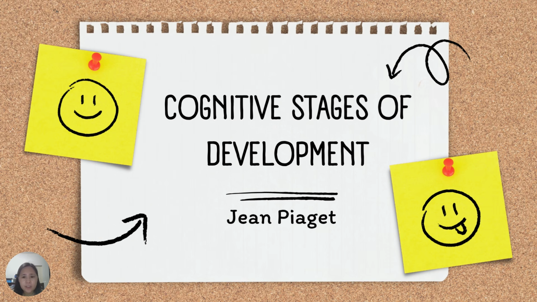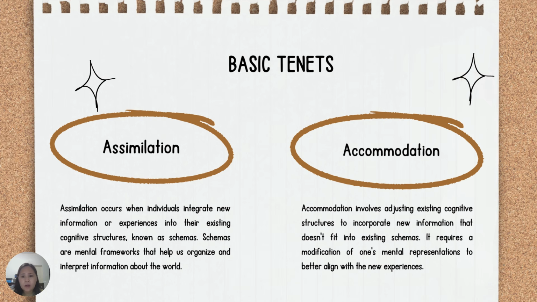So, as future educators, understanding these stages helps us align our instructional strategies with how our learners actually think and learn at different stages. So, before we go into the stages themselves, let's first understand the basic tenets that explain how children adapt to learning information.